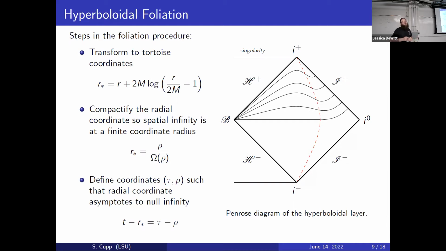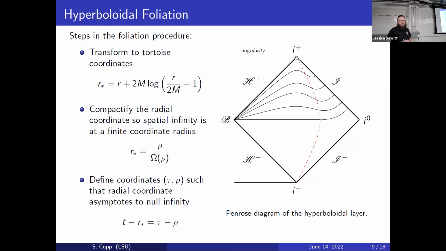Next, we compactify the radial coordinate. So spatial infinity is at some finite coordinate radius in rho here. So if omega for some finite rho goes to 0 in a limit, then of course r star is infinite. Now this has to be done very carefully to make sure that it is fine in the numerical scheme, but that has been done. And so then we define these coordinates tau, rho such that the radial coordinate asymptotes to null infinity. If we just did the previous step, all we'd get is spatial slices going along here, and we'd have put spatial infinity in the grid. But this part here is what instead makes it asymptote to null infinity, which we usually refer to as scri plus.